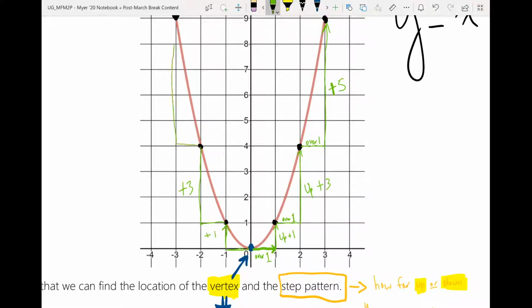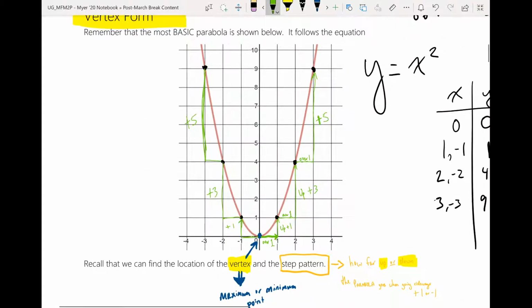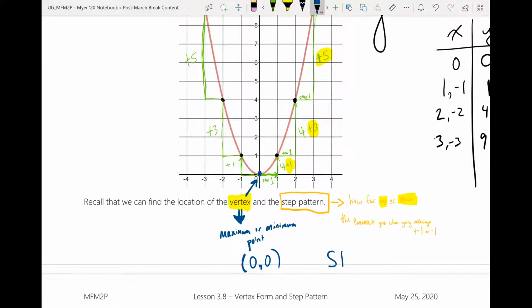And then, because it's symmetrical, it doesn't really matter which side we go to, the step pattern will always be the same here. So I'm going to highlight those values. So we had plus 5, plus 3, plus 1. So in this case here, our step pattern, and this is the step pattern for our standard parabola of y equals x squared, is 1, 3, 5, and it goes on and on. Numbers that you can hopefully figure out.